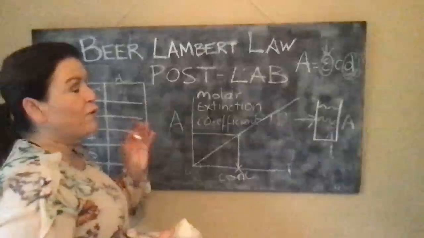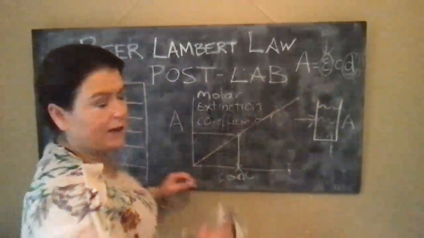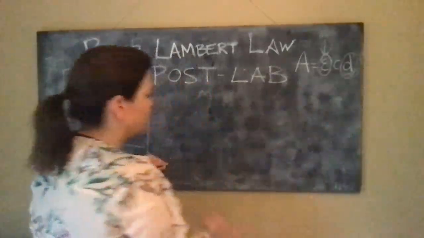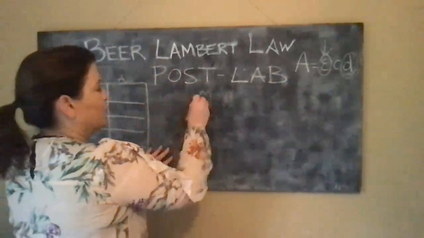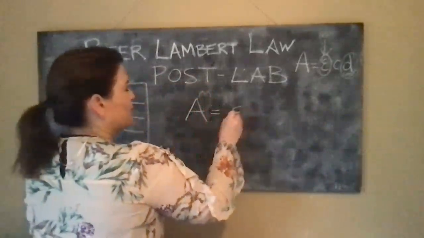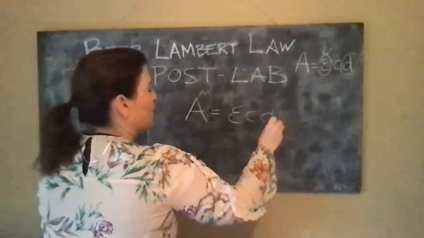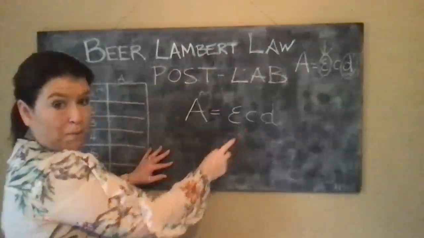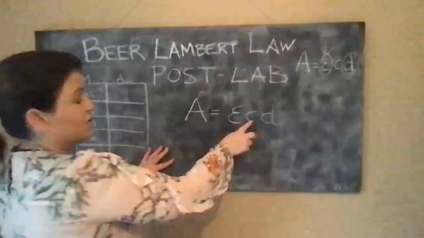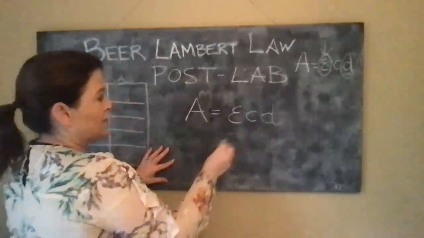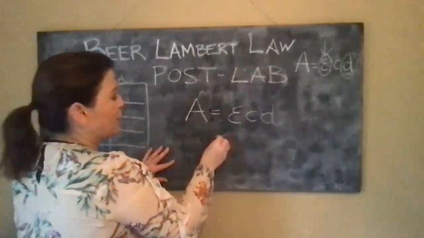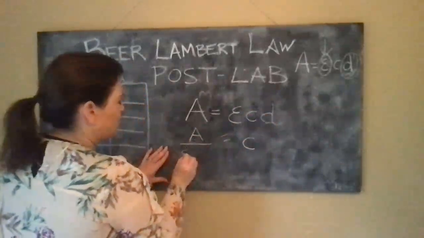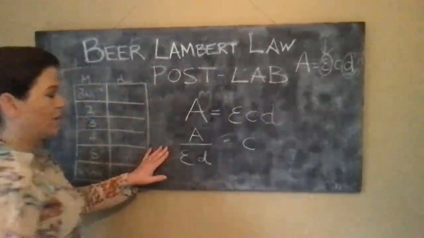We've gotten what we need from it, which is this value here. So once you've determined the molar extinction coefficient, and we have our equation A equals epsilon C D, remember what we'll always want to do is to determine the concentration of our solution. I can rearrange this equation and say C equals A divided by epsilon D.